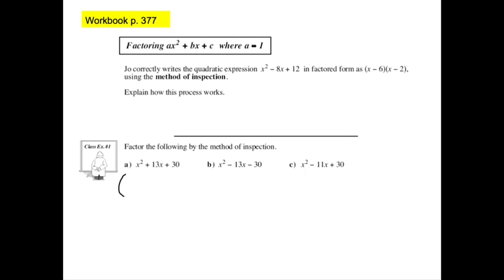So, working this one out, in the first bracket you're going to have x plus 3 and x plus 10. You can always check your work by FOILing this back out and seeing if you get the original.